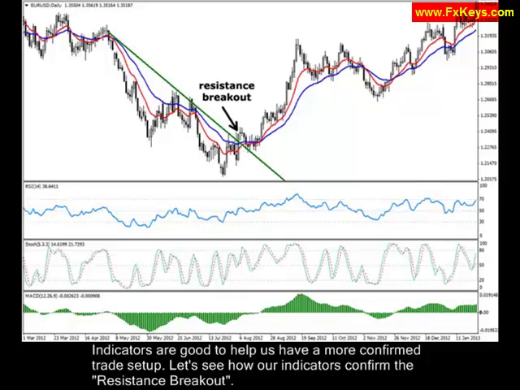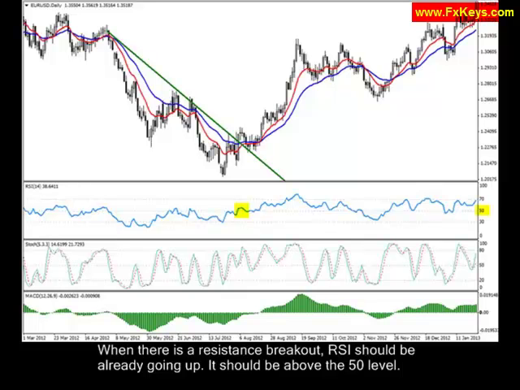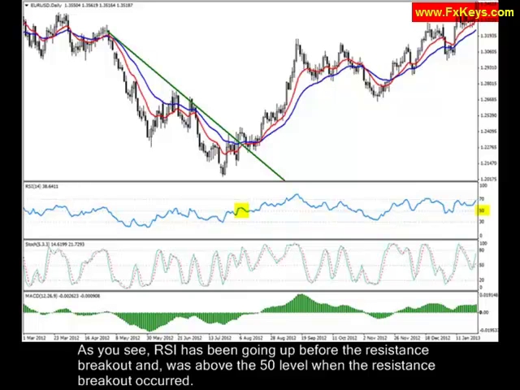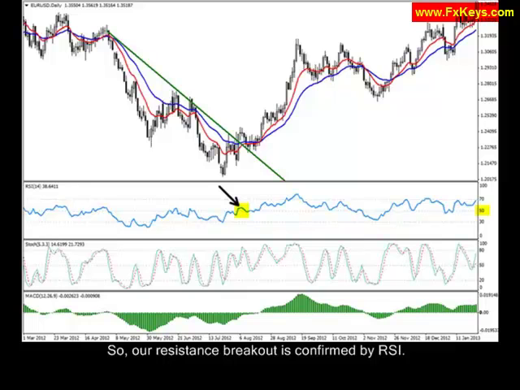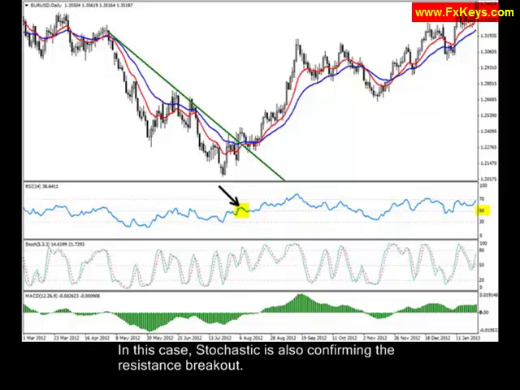Let's see how our indicators confirm this resistance breakout. When there is a resistance breakout, RSI should be already going up. It should be above the 50 level. As you see, RSI has been going up before the resistance breakout, and was above the 50 level when the resistance breakout occurred. So, our resistance breakout is confirmed by RSI. Similarly, to confirm the resistance breakout, stochastic should also be going up and above the 50 level. In this case, stochastic is also confirming the resistance breakout.